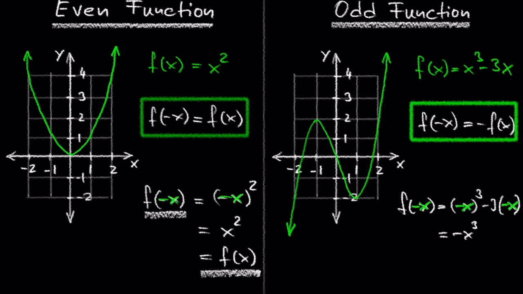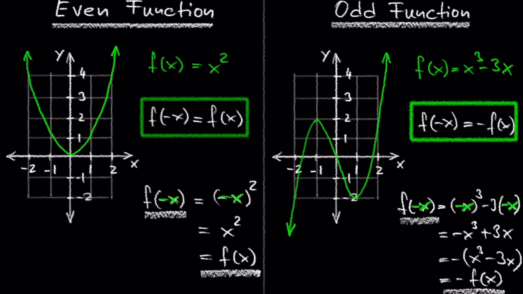Do you know why? I really encourage you to think about it and write your answer in the comments. And negative 3 times negative x is 3x. So we get negative x cubed plus 3x, which we can write as negative x cubed minus 3x, which is equivalent to negative f of x.